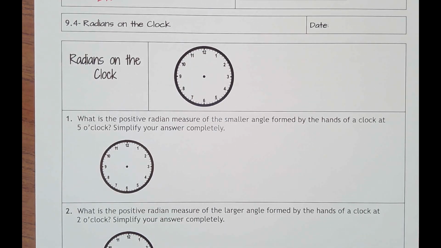Lesson 9.4 is radians on the clock. You might see this, who knows? It's pretty simple once you figure out what you're doing. So I've got a blank clock here.